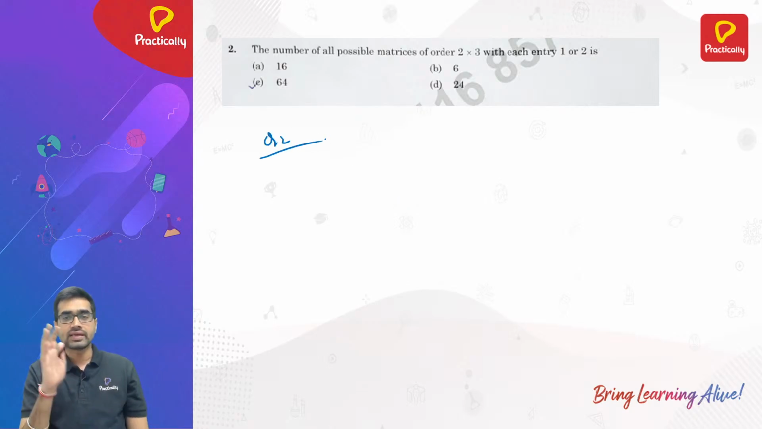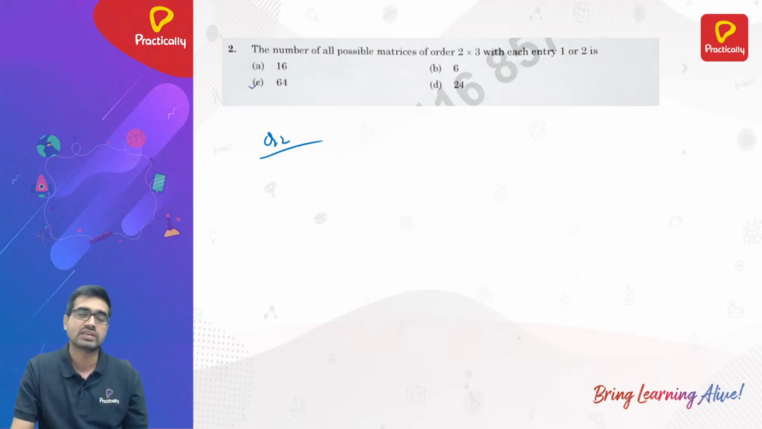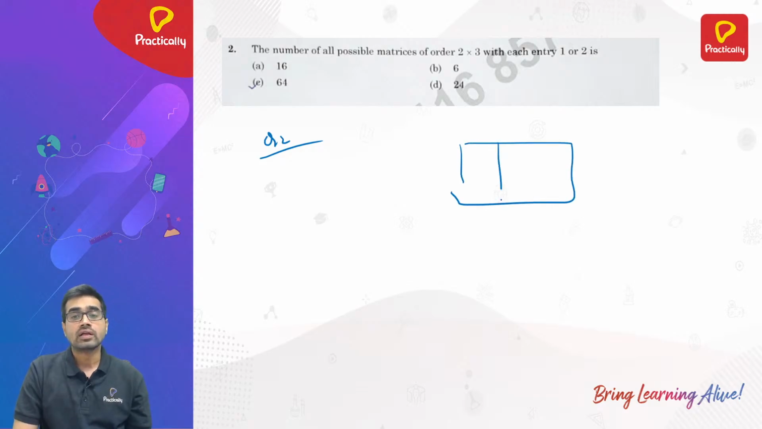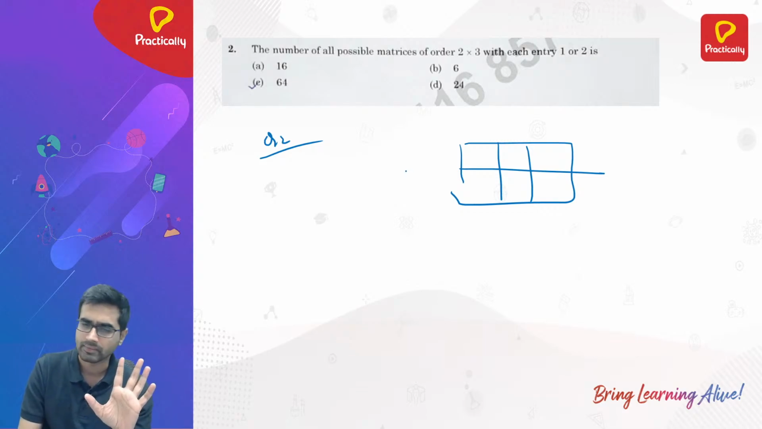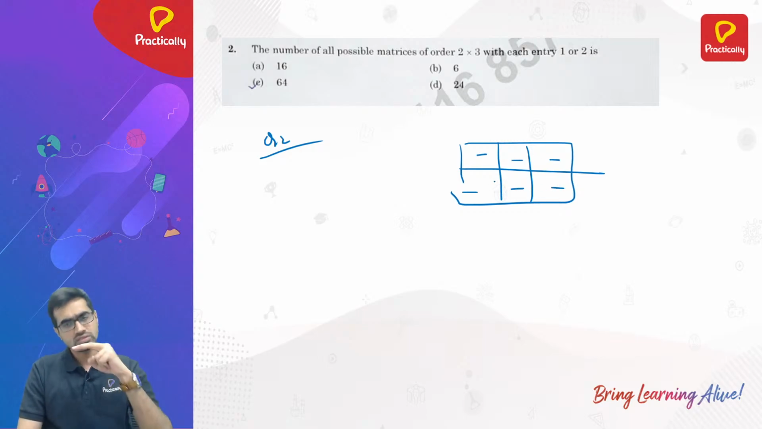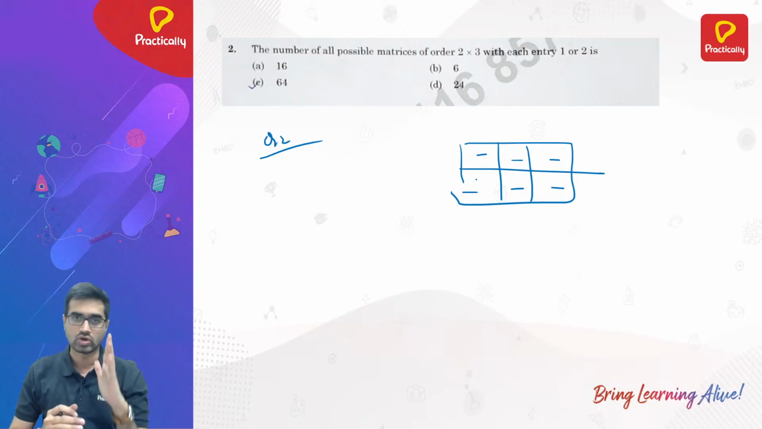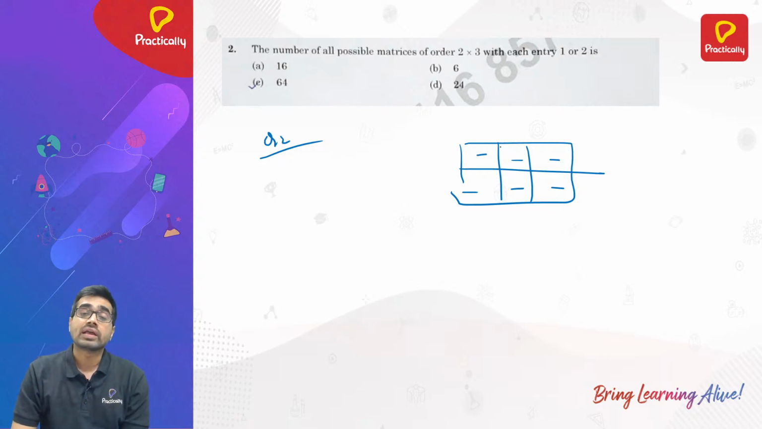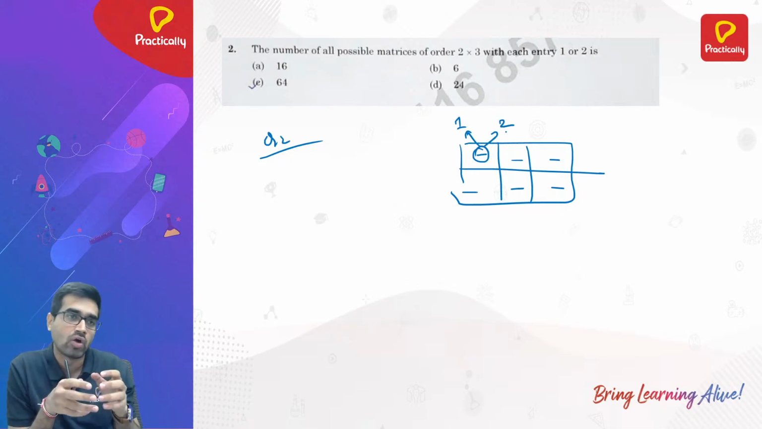Question number 2 is kind of a simple permutation, a basic selection of elements, nothing more. You're getting a 2 cross 3 order matrix. Don't apply too much brain. What's the total number of elements? 6. 2 rows, 3 columns. So now what you are getting is a simple 2 row, 3 column structure. Every entry inside this can be either a 1 or a 2. So there is no point that repetition is not allowed or something like that.